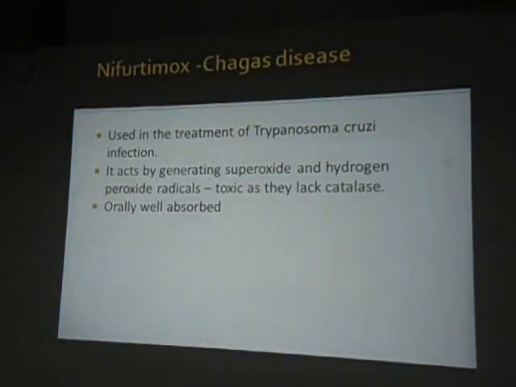Have you heard of Chagas disease? Megacolon, megaspleen, megaliver. It is also called Mega disease. In Chagas disease, nifurtimox is used in the treatment of Trypanosoma cruzi. It acts by generating superoxide and hydrogen peroxide radicals. The superoxide can be trapped by catalase, but they are lacking this, and thereby it can be lethal to these organisms.